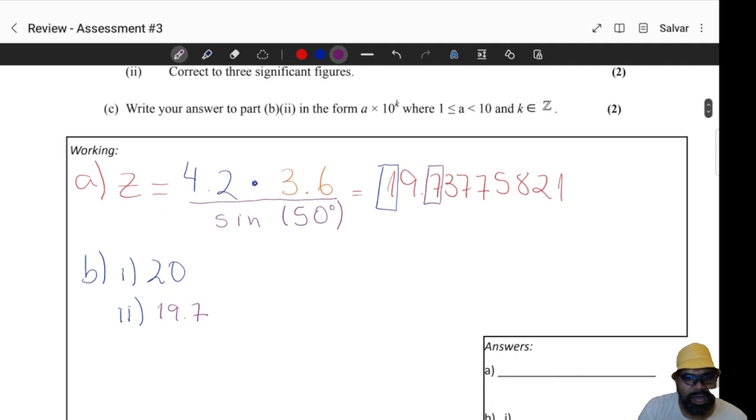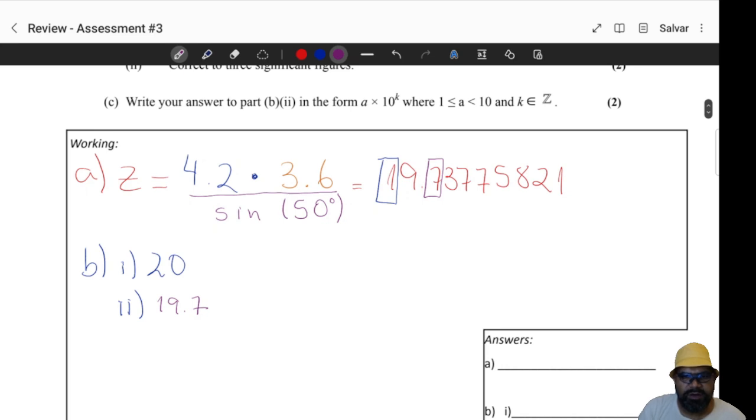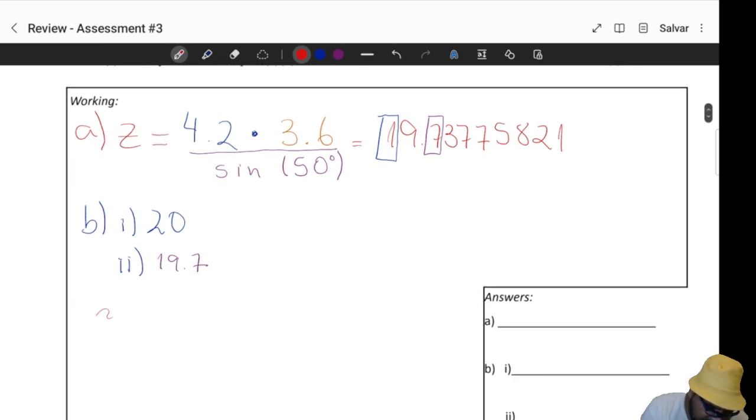And C is write your answer to part B in the form of A times 10 to the K power. Guys, I remember I told you many times this is the way I show this information here, but remember, scientific notation. How do I do that? Great. Then we write here C. How many times I need to move the decimal point to have just one number before the decimal point? I need just one time to the left. Then we do 1.97 times 10 to the 1 power, because this one time I move here the thing.